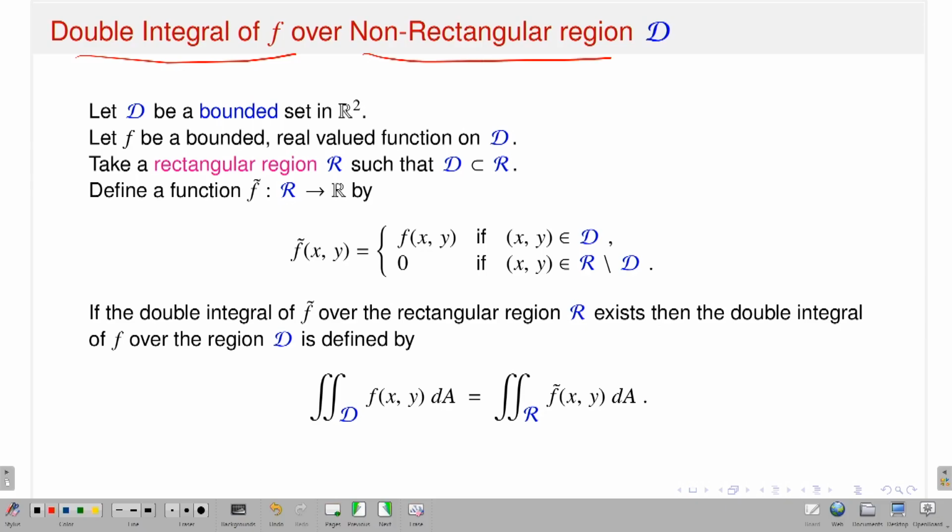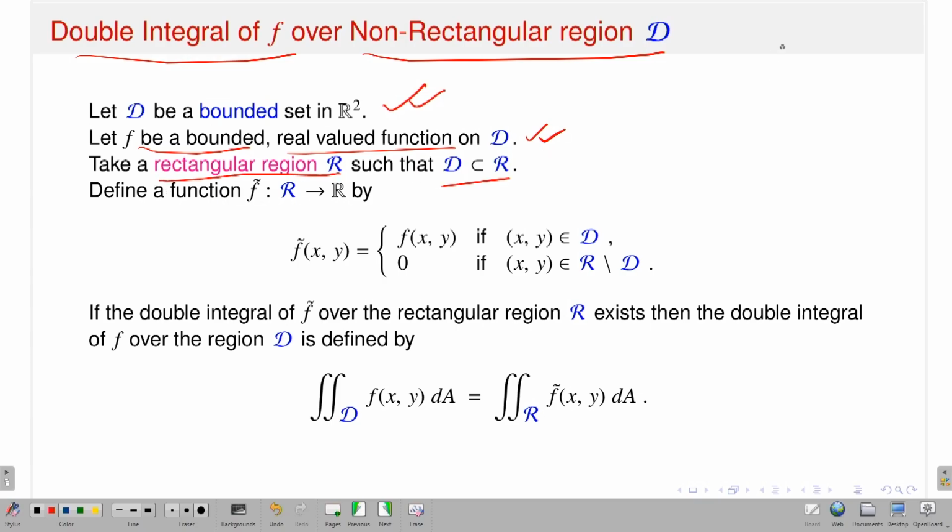So, look, what I have written is the double integral of f over a non-rectangular region. For a rectangular region I have already discussed how to make sense of a double integral. Now, what I am saying is that let D be a bounded region in R2, and let f be a bounded real-valued function on your domain D. Now, if I have a bounded region, then arbitrary, it need not be rectangular, right. So, what I am doing is taking a rectangular region R which actually contains your bounded region.